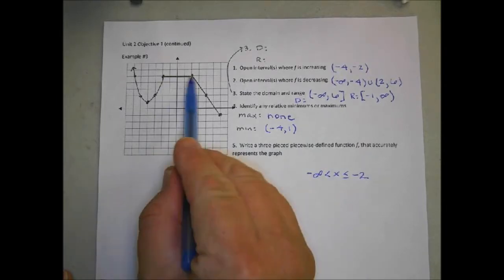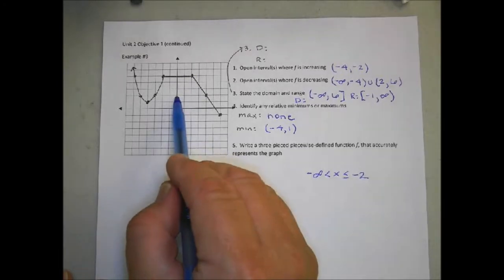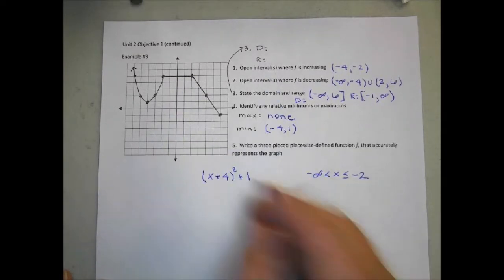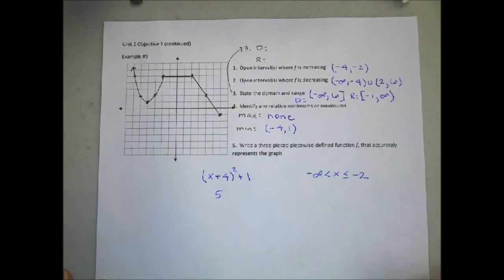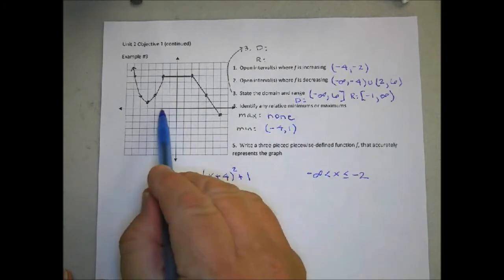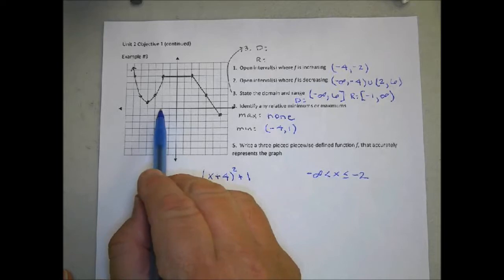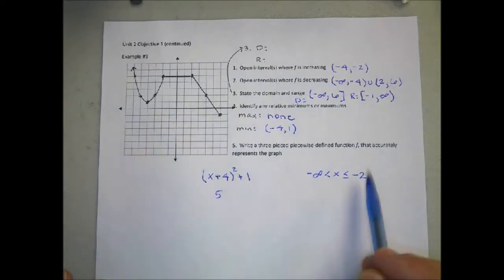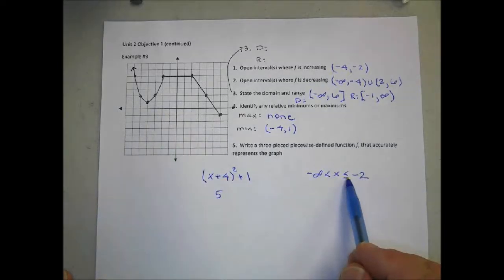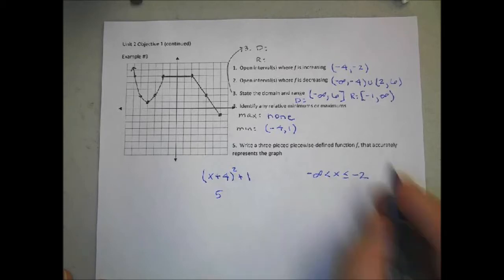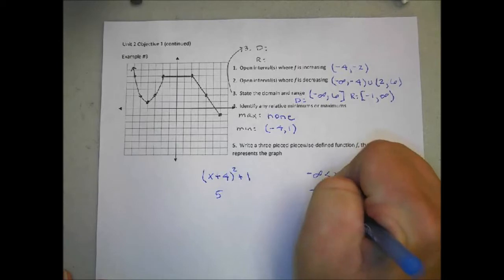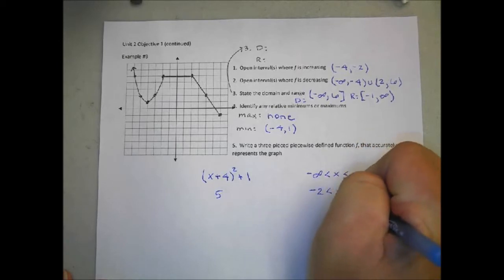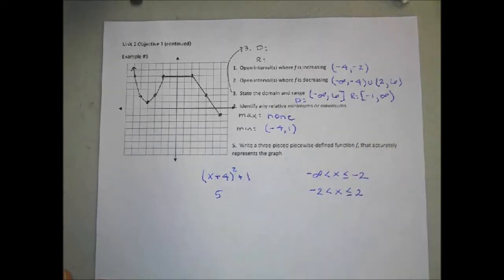Now, let's move on to the constant. The constant would be y equals 5, or f of x equals 5. But that's only for x values from -2 to +2. Now, we've already got -2 included in this one, so we can't include it in the other one too. So -2 is less than x, which is less than or equal to +2.